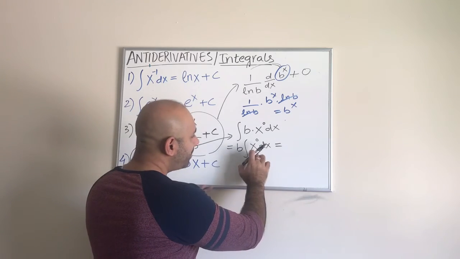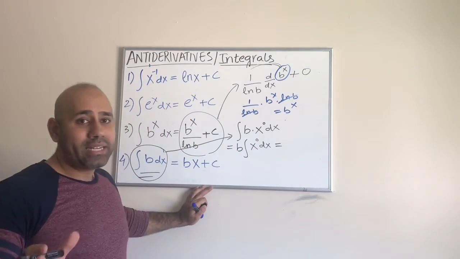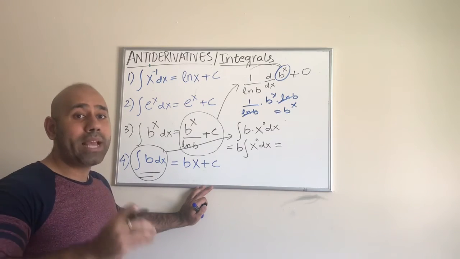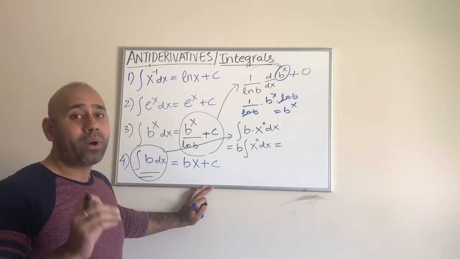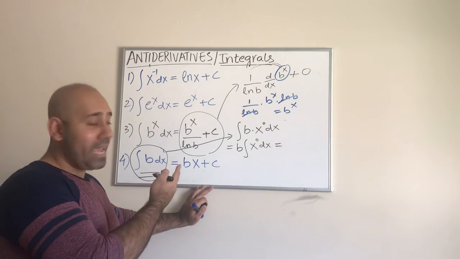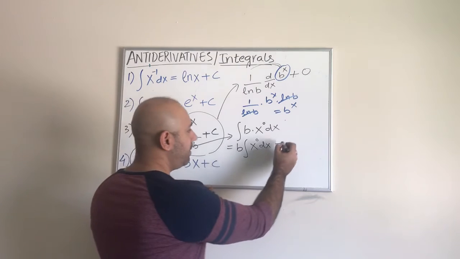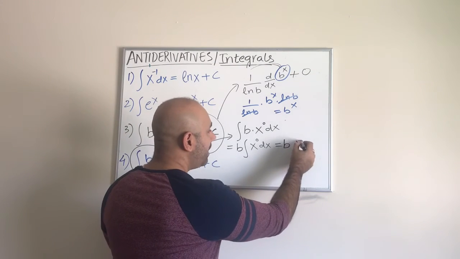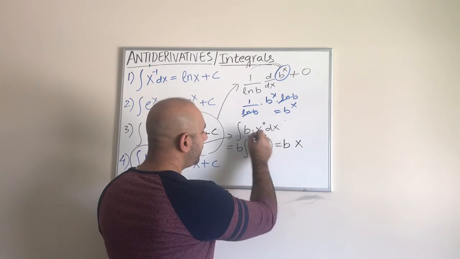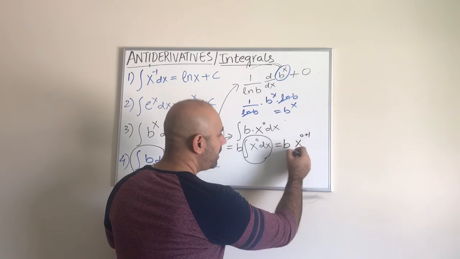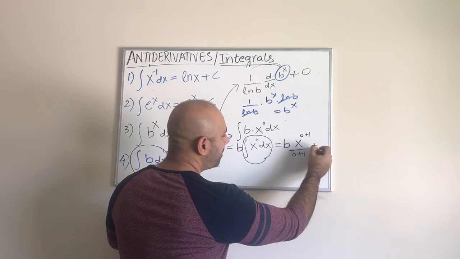This x to the power 0 is a perfect candidate for the power rule. We know the power rule works for anything of the form x to the power n, except that n cannot be -1. Here n is not -1, it is 0, so it works. So let's see how we can simplify this. b stays outside, and when we use the power rule on this, it's going to be x to the power n plus 1, which is 0 plus 1, divided by 0 plus 1. Of course, there's a plus c.